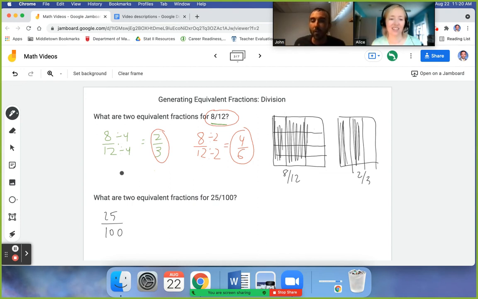So when you chose to divide by 4 and 2, you probably did that because you saw even numbers. And when numbers are even, we know that 2 goes in, then we can try 4, we can try other numbers. You bring up a good point, John. They have to go in evenly to both the numerator and the denominator. Exactly, yep. Yeah.